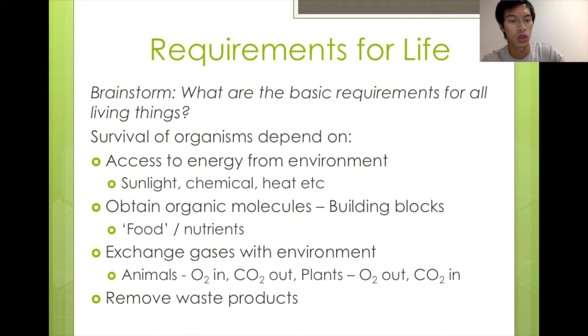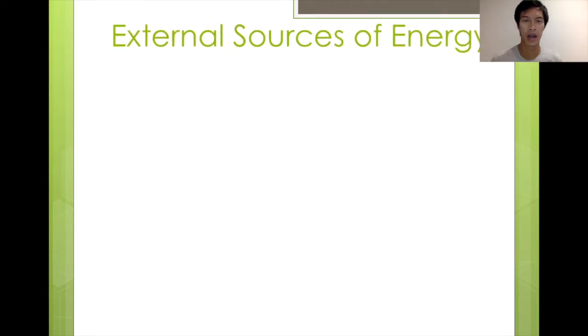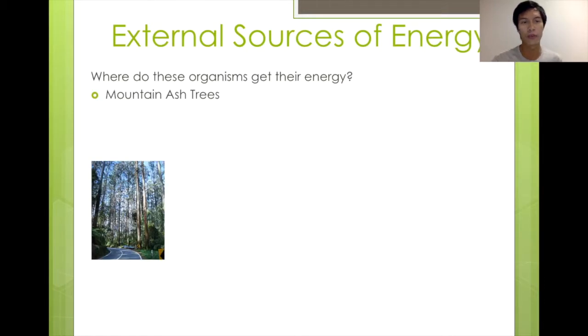So we're going to take a look at how organisms actually get that energy. In terms of external sources of energy, where do they get their energy? Let's have a look at a few examples. Now, this is the mountain ash. If you drive through the Black Spur on the way to Marysville, you'll see these trees a lot. Have a think about where a mountain ash tree, a type of gum tree, would be able to get its energy from.